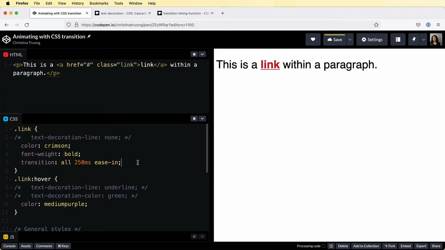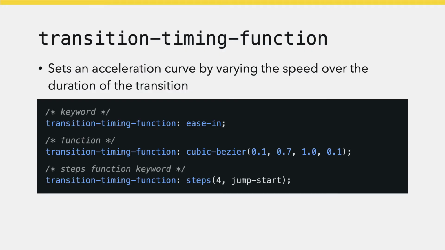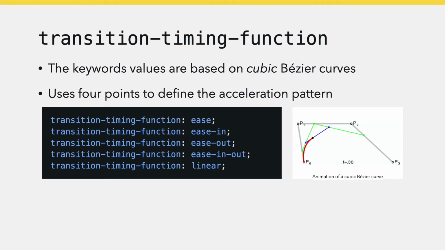Now let's talk about this third value, ease in, which is the transition timing function value. This property is used to set an acceleration curve of the transition by varying the speed over the duration of the change from one style to the other. It can be used with a variety of keywords or function values. The keywords are based on Bezier curves, specifically cubic Bezier curves, which use 4 points to define the acceleration pattern.